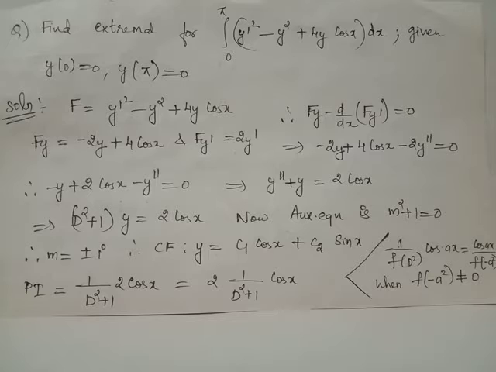cos x. We have the auxiliary equation by just replacing the operator D by m, and we get the auxiliary equation m square plus 1 equals 0, which gives the roots m equals plus minus iota. We have the complementary function obtained as y equals c1 cos x plus c2 sin x.